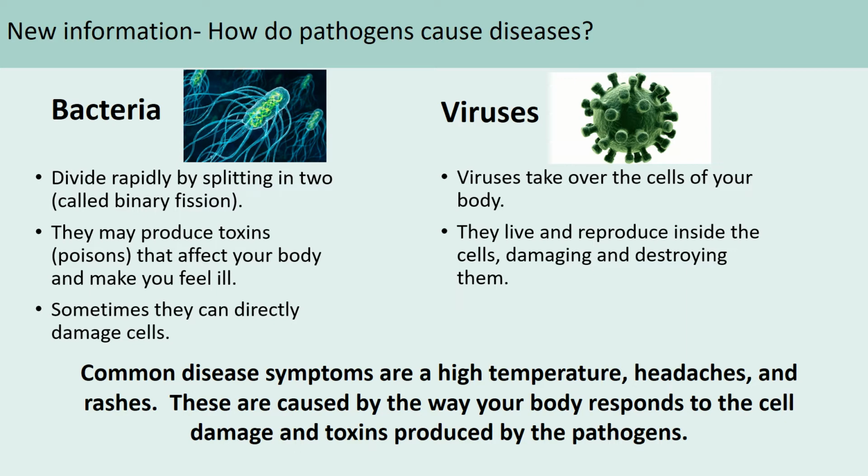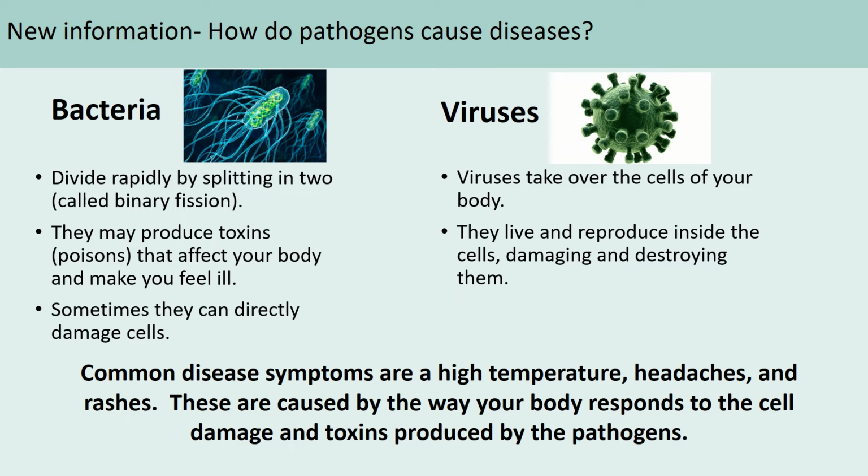Bacteria produce something called toxins. And these are basically poisons, and they're the things that make you feel ill. So the bacteria will produce a toxin. That's what will make you feel nauseous. That's what will give you diarrhea. It's the toxins that they produce. Some bacteria will directly damage your cells. Most of them, though, you get ill because of the toxins that they produce.